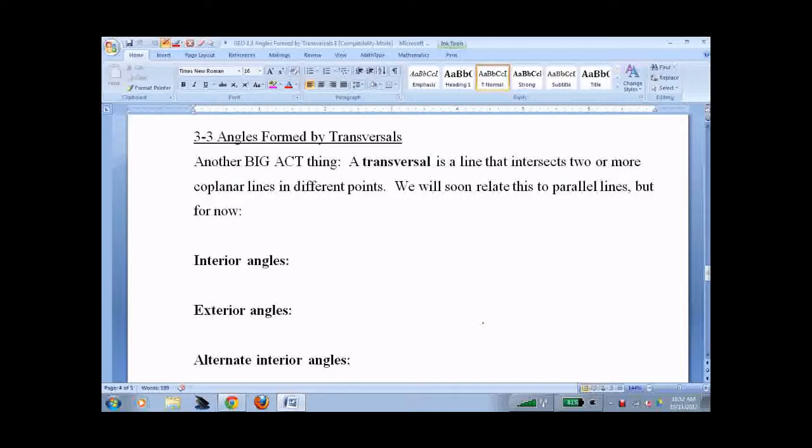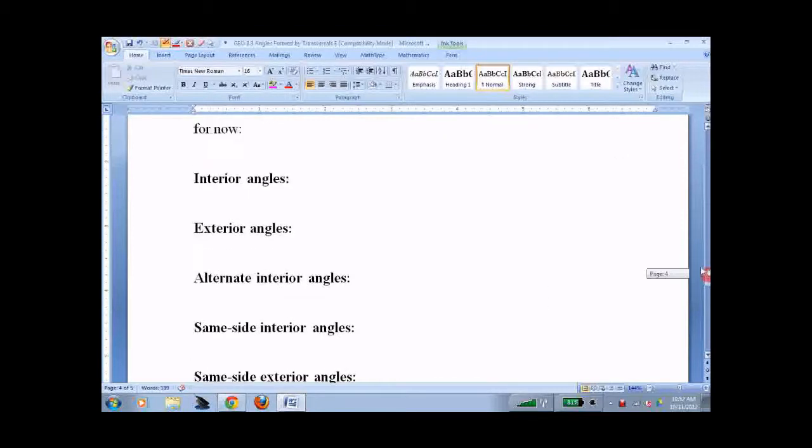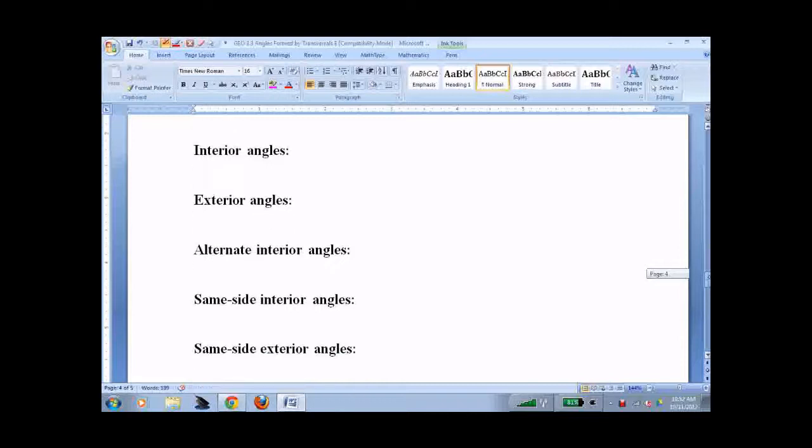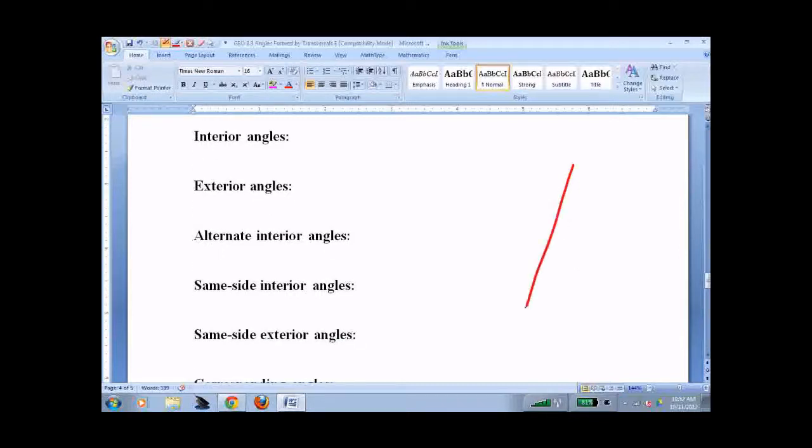Lesson 3.3, angles formed by transversals. A transversal is a complicated word, but it's just a word. It just means it breaks two other lines. It intersects two other lines. So for example, this would be the transversal here.